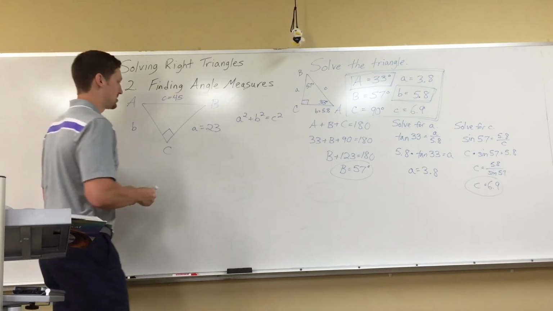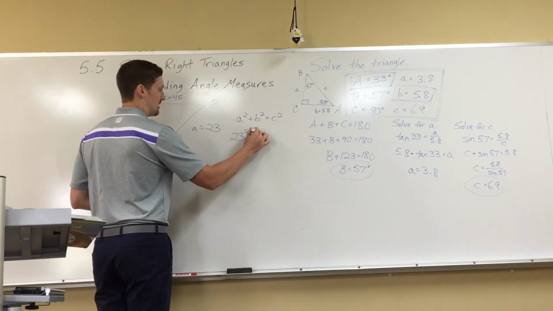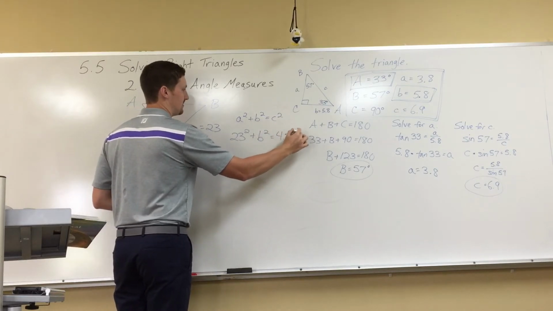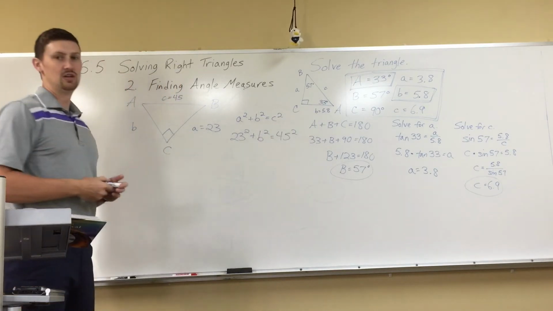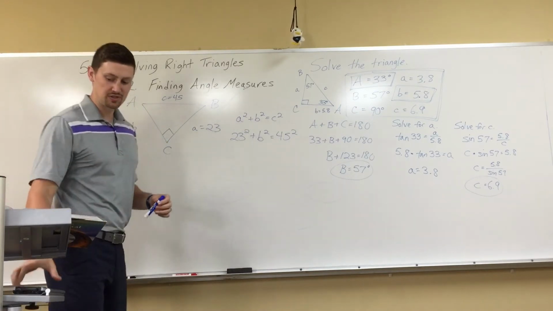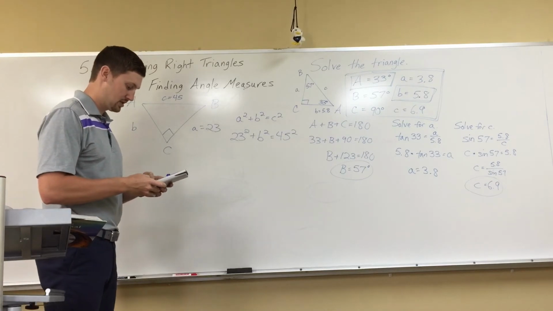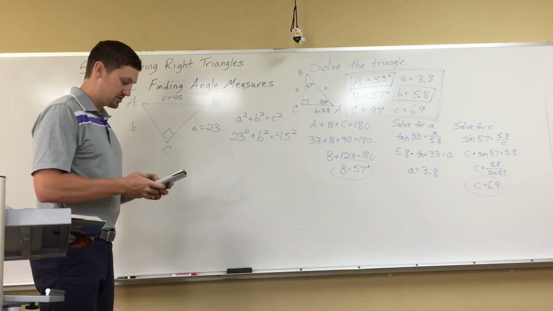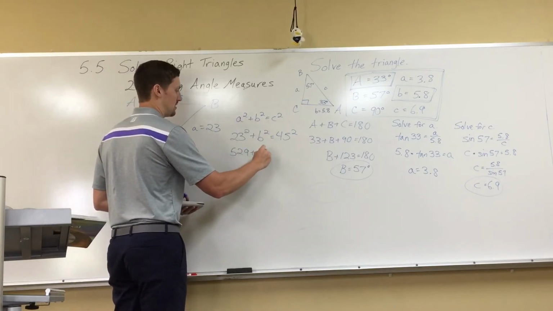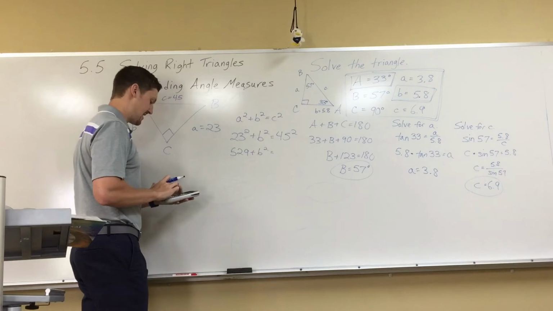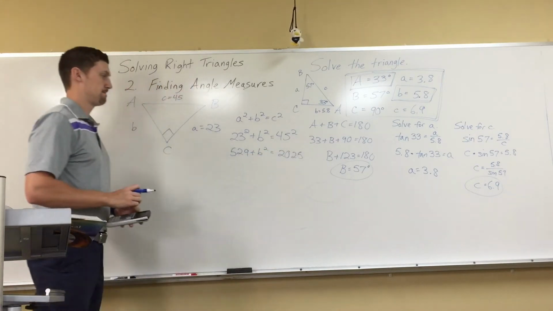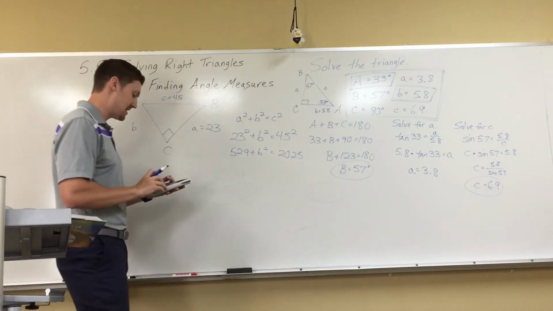Okay, so I'm gonna plug them in. A squared is 23 squared. I'm looking for b. And I know c squared is 45 squared. All right, so then I can just square them, take the square root, solve for b. So 23 squared, we can plug it in real quick. 23 squared is 529 plus b squared, and 45 squared is 2025. All right, we're trying to solve for b. Subtract 529.